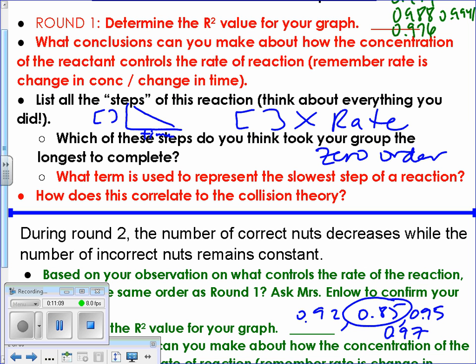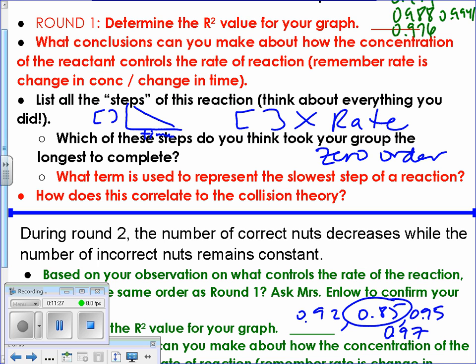Now, what is rate on here? Slope. The slope is constant. If the slope is constant, the rate is not changing. So it doesn't matter where I'm at in concentration, the rate is the same. And that's why the correlation was so close to 1, because of that concentration not affecting the rate.